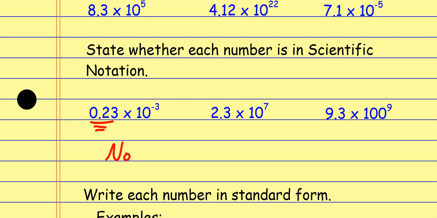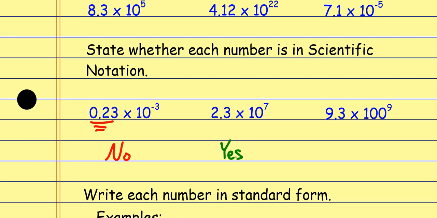If I look at the next one, very similar, but instead of a 0.23, it's 2.3. So now the 2.3, that falls within that acceptable range between 1 and 10. And then I have times 10 to the 7th power. Well, that looks great. So yes, this one is scientific notation.